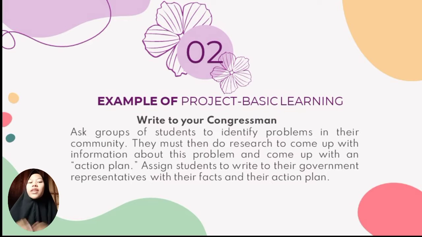The second example is write your congressman. Ask groups of students to identify problems in their community. They must then do research to come up with information about this problem and come up with an action plan. Assign students to write to their government representative with their facts and their action plan.